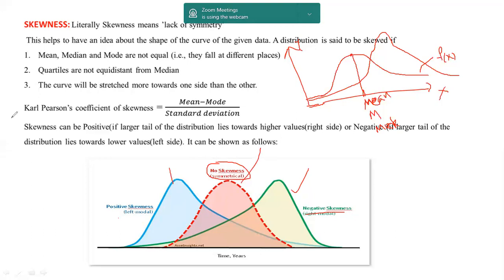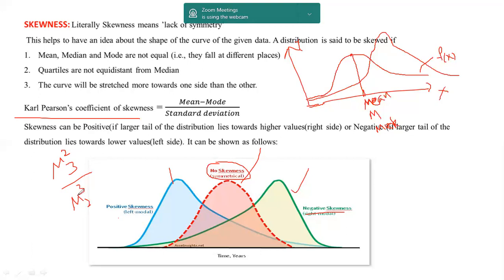Here we get the skewness value by using this formula, Karl Pearson's coefficient of skewness, which is nothing but mean minus mode by standard deviation. We can also get it as mu3 square by mu2 cube, that is, the third central moment square by the second central moment cube. So using this formula also we'll get the skewness.